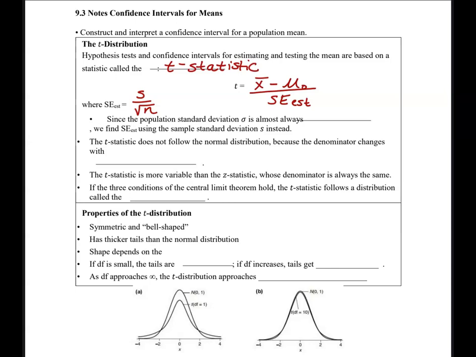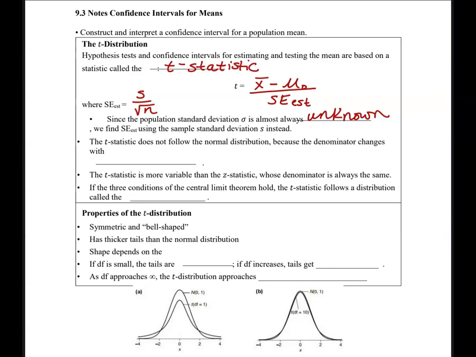The population standard deviation, we don't always know, so that would be unknown. But we can instead estimate it using s. If you remember back to when we first did confidence intervals with proportions, we had an estimated standard error using p hat, same idea. Now we have an estimated standard error but using s instead of sigma.